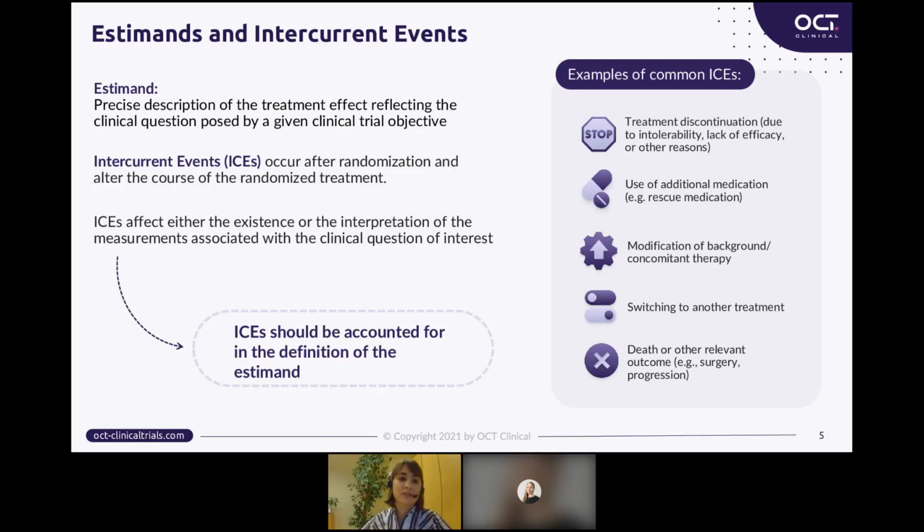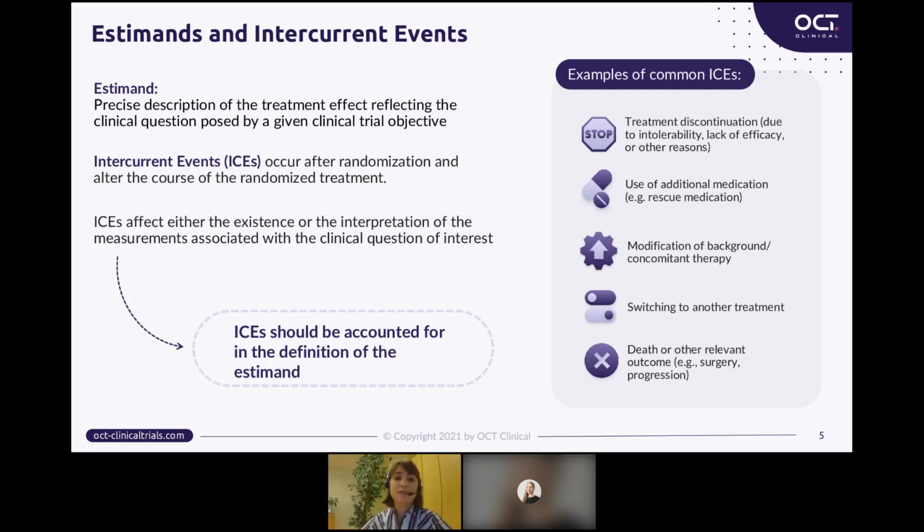The addendum emphasizes the importance of quantifying treatment effects. In fact, estimand is defined in the addendum as a precise description of the treatment effect reflecting the clinical question posed by a given clinical trial objective. It is also related to establishing the causal effects of the experimental treatment compared to control.